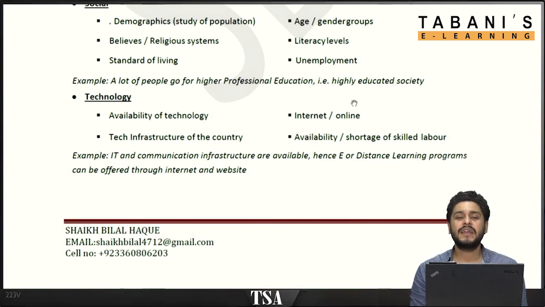Then we have tech infrastructure in the economy. What is the tech infrastructure? Are we technically competent in terms of the tech based industry? Do we know how to operate these tech based goods, or do we know how to use these gadgets? Are these the people whom we are about to deal with?